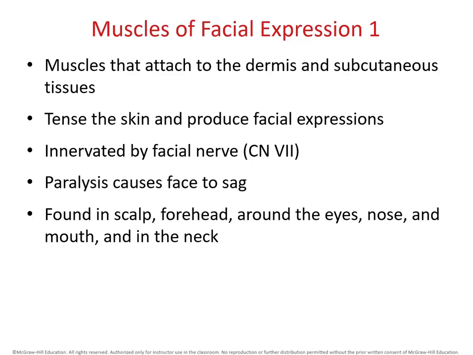Generally speaking, the muscles that are used in facial expressions are innervated by cranial nerve 7, which is called the facial nerve. When we have some sort of paralysis going on, it can cause the face to sag. This is one of the symptoms of a stroke, in fact. The muscles involved in facial expression are all places that you can touch on your face, from your scalp to your forehead, and then of course around your eyes, nose, and mouth, and down into the neck.